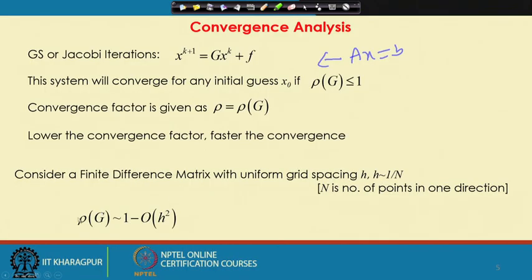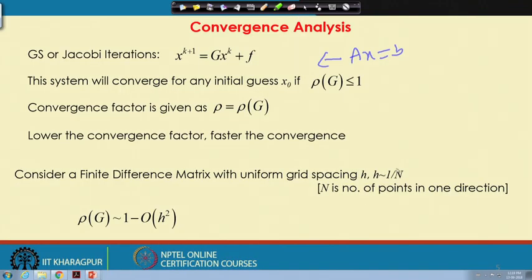So, if from the Laplace equation I get a finite difference matrix, the iteration matrix in Jacobi, or even for Gauss Seidel, will have a spectral radius of 1 minus order of h square. So, in case I have a coarse grid where h is large, the spectral radius will be small. In case I have a large mesh where h is small, the spectral radius will be large, and precisely that is the reason that large matrices will take a lot more steps to converge, because they have a large spectral radius.